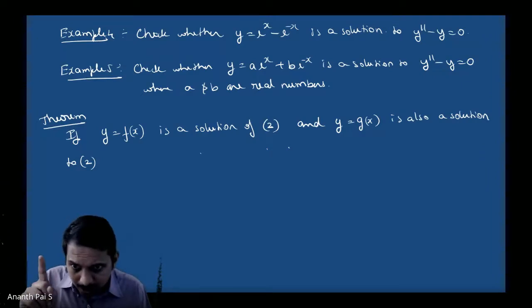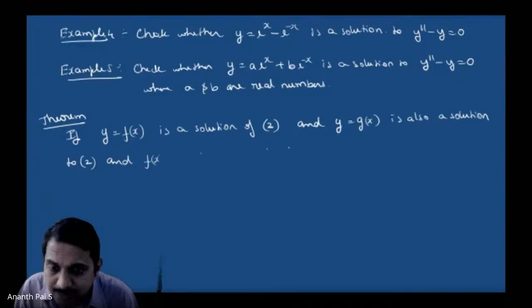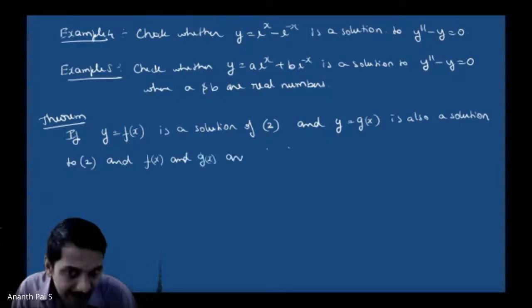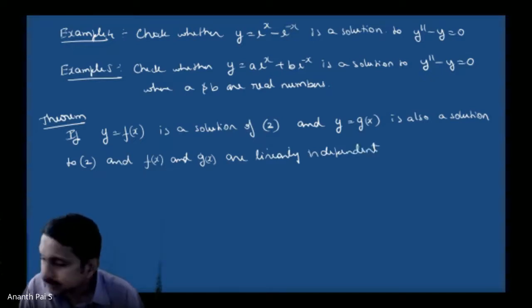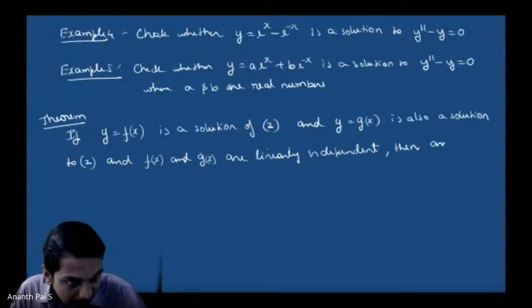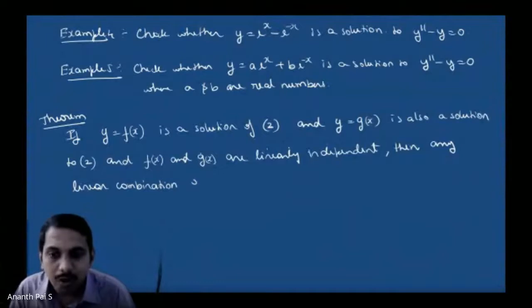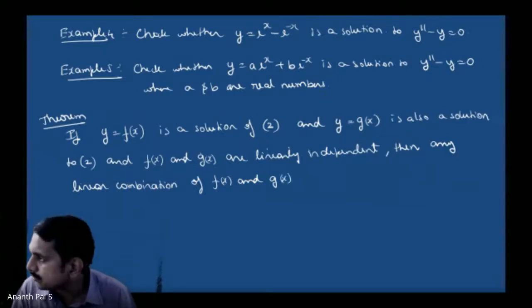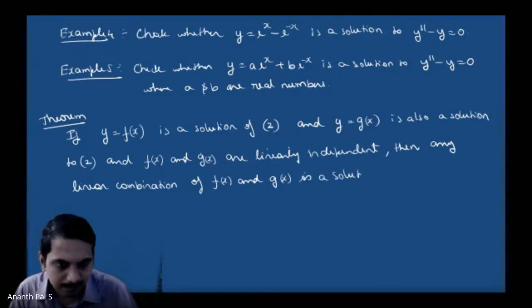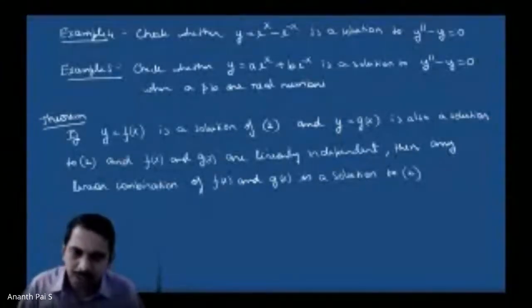If y equals f of x is a solution to equation 2, and y equals g of x is a solution to 2, and f of x and g of x are linearly independent, I'll tell you what these are. Then any linear combination of f of x and g of x is a solution to 2. You can take any number and you will get a solution.